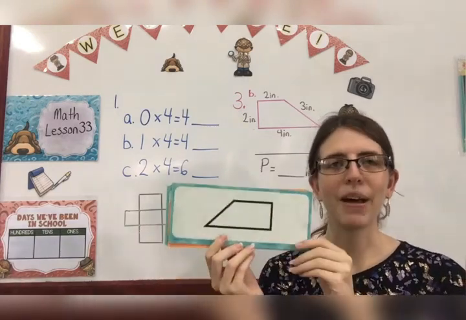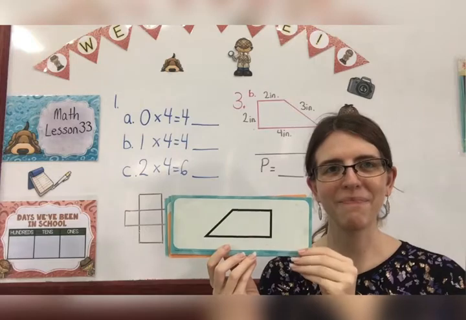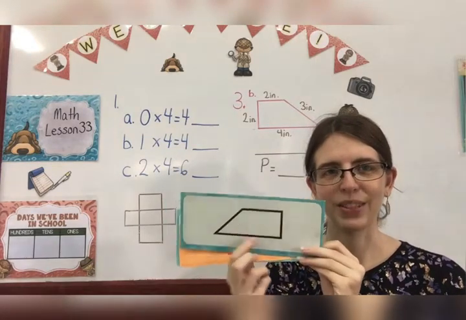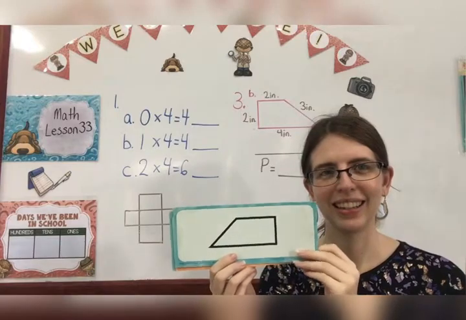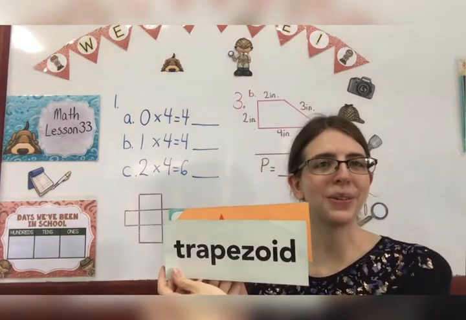Okay, how about this one, Samantha? It has 4 sides, but none of them are the same size. It's a trapezoid, very good.